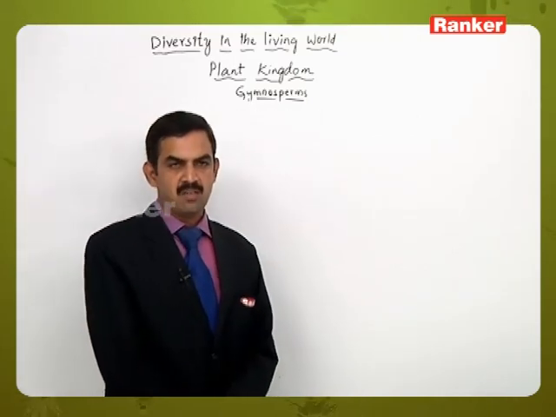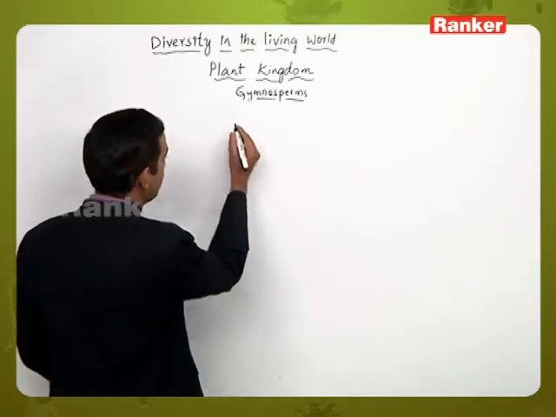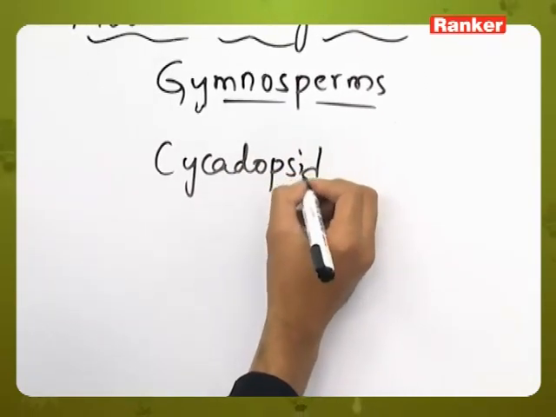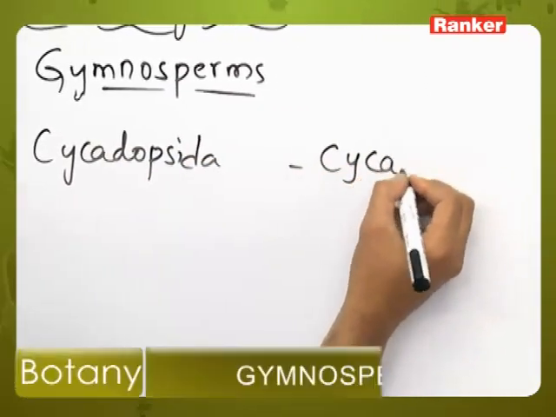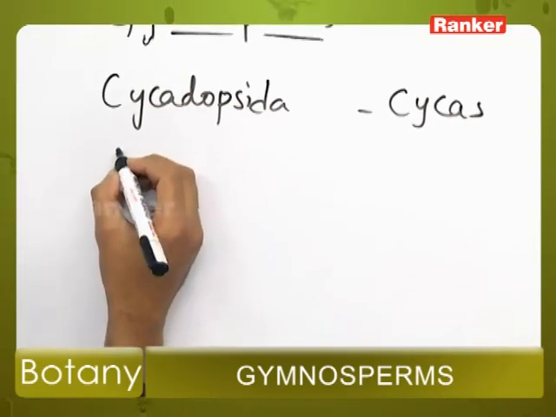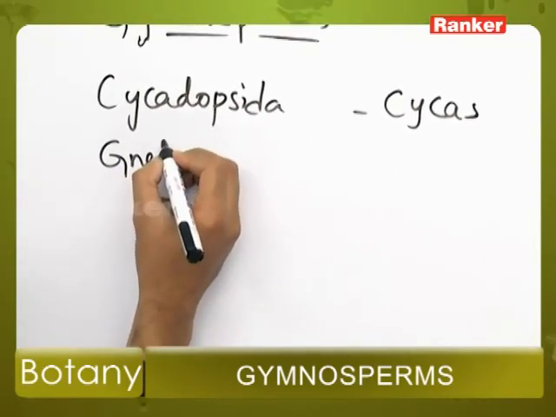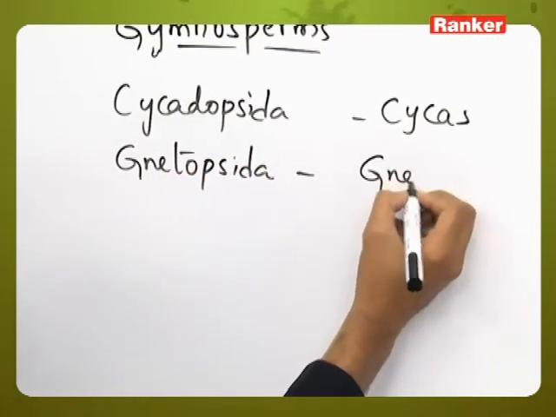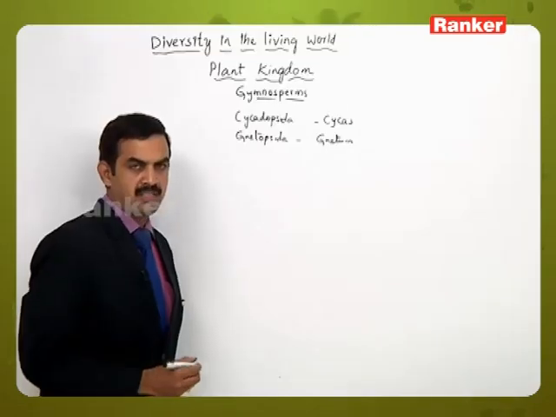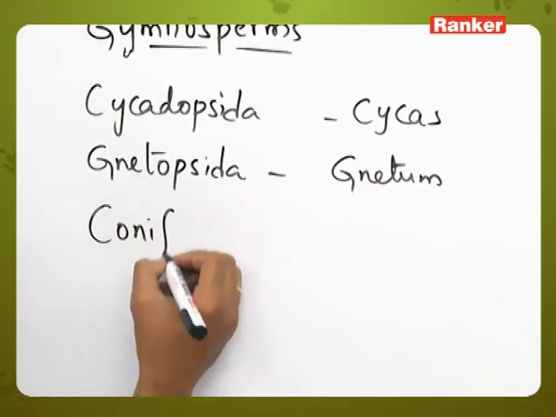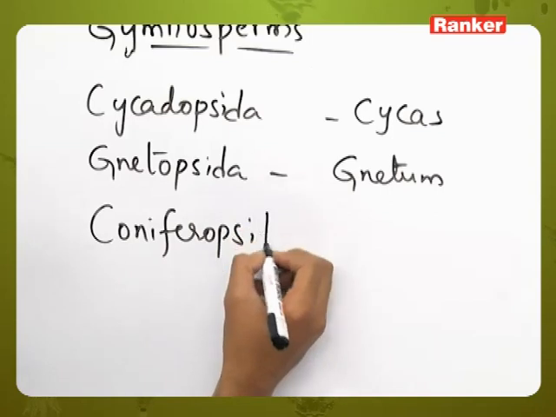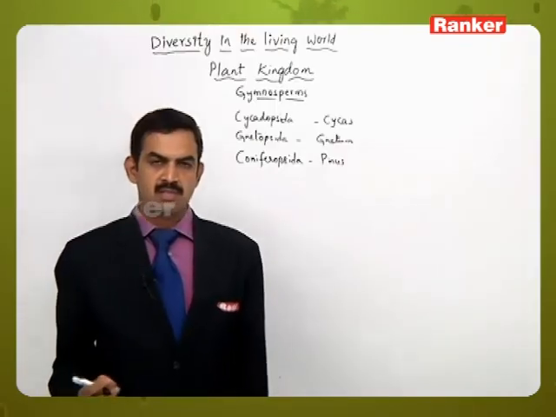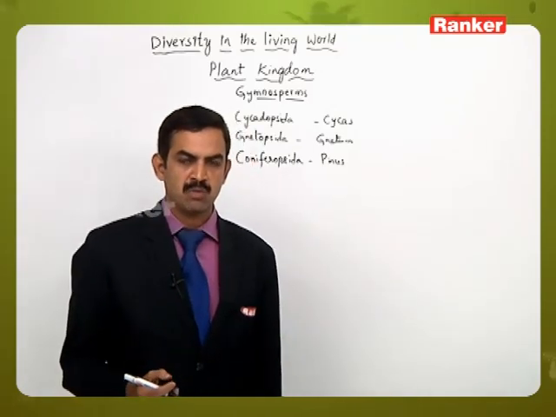If you see the further classification of the gymnosperms, these are classified into Cycadopsida, which includes Cycas, Gnetopsida, which includes Gnetum, and Coniferopsida, which includes the Pinus plant. So this is the further classification of the gymnosperm group of plants.